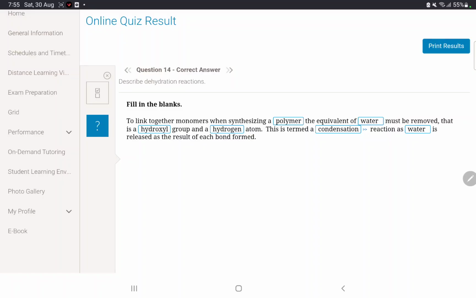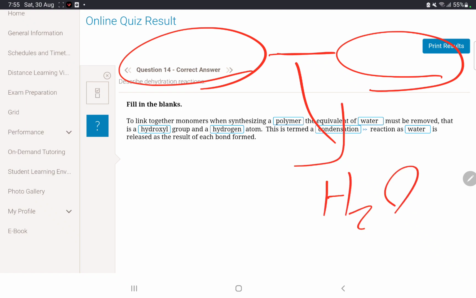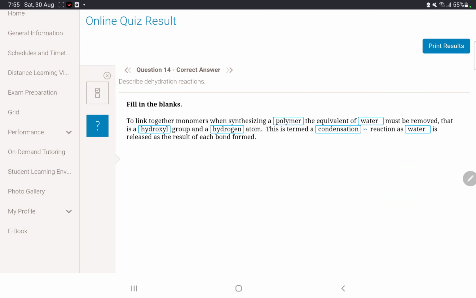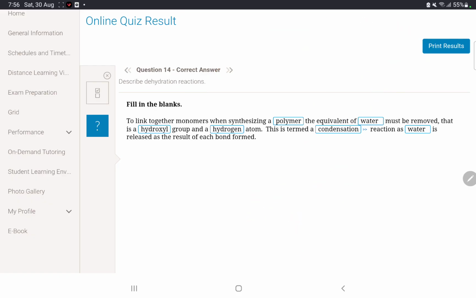To link together monomers when synthesizing a polymer, the equivalent of water must be removed. Guys, to link polymers, big thing, to link them together, you have to remove H2O. You have to get rid of it. Okay? Equivalent of a water molecule. So basically, the equivalent of a water molecule is an OH group, which is a hydroxyl group, and then H. Together they make H2O. Okay?